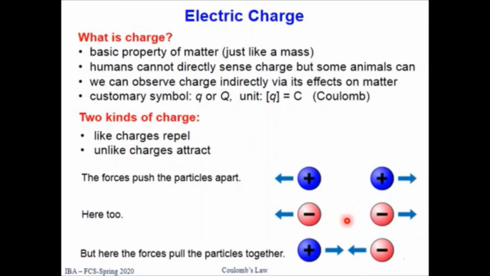If instead we have particles of opposite sign, like in this case positive and negative, they attract each other. That means the force vector on each is directly towards the other. And if you release the particles, they accelerate toward each other.